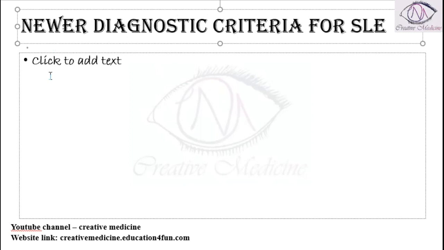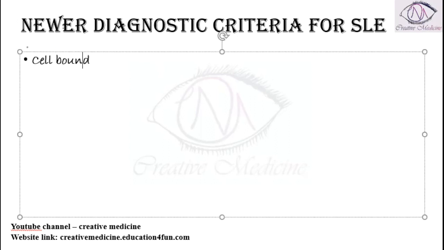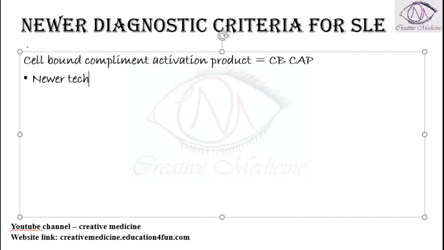According to the newer diagnostic criteria for SLE, first we have the cell-bound complement activation product, CBCAP. This is actually a newer technique which is used for the diagnosis of SLE. It is based on a bound form of complement activated in the disease. So by knowing the bound form of complement which is activated in the disease, we can know the diagnosis, whether the patient has SLE or not.